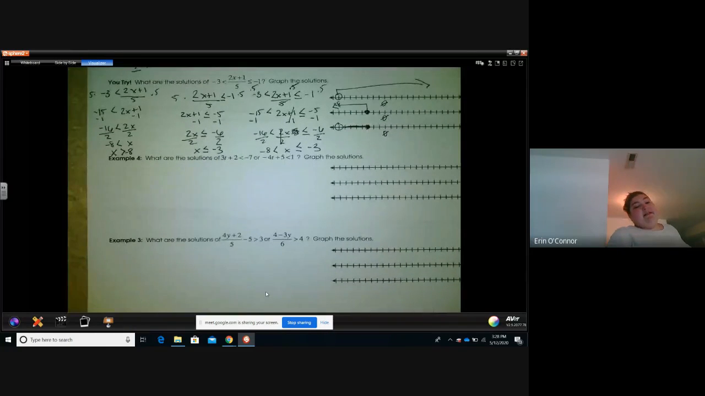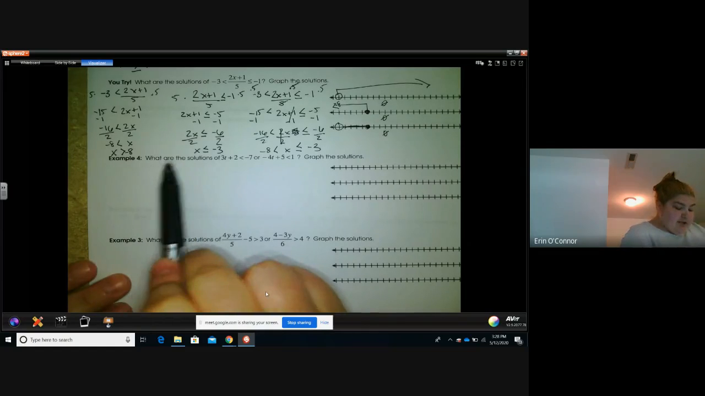All right. Now we can also have the or ones. So this is where they're going to diverge or go in different directions. What are the solutions?